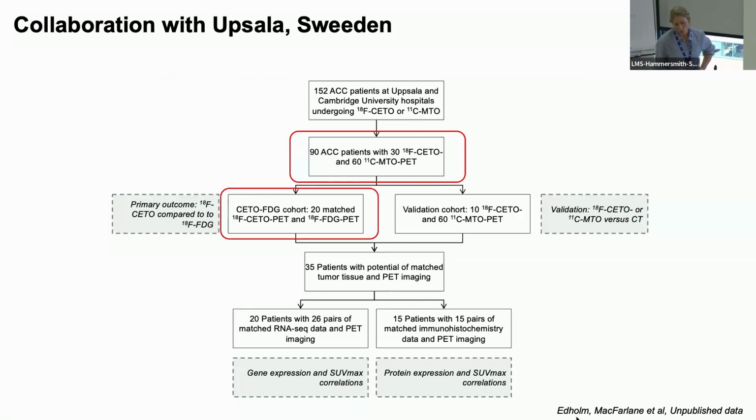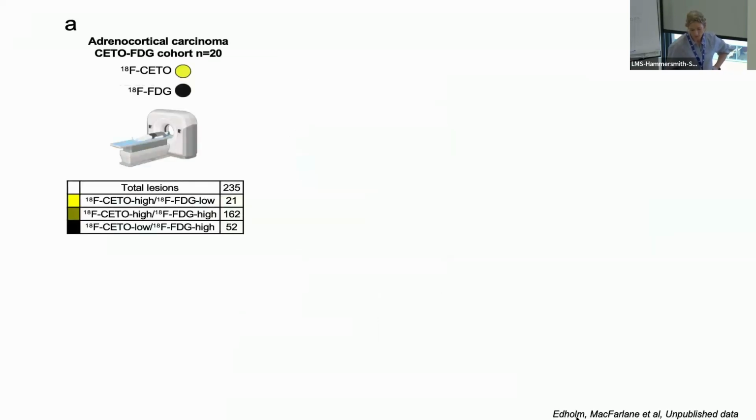And these were divided into 2 cohorts. The discovery cohort, if you like, were 20 patients who had had concurrent 18F-CTO and fluorodeoxyglucose PET-CT, and then a further validation cohort of 70 patients who had either had 18F-CTO or 11-C-metomidate, but had not had concurrent fluorodeoxyglucose PET-CT. And so let's look at some of the results.